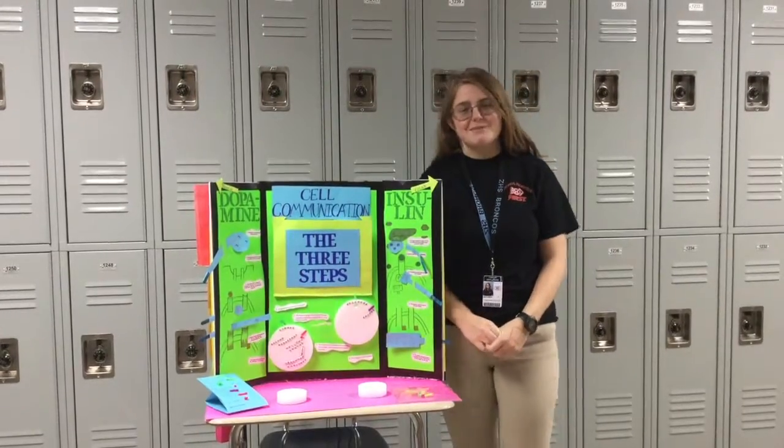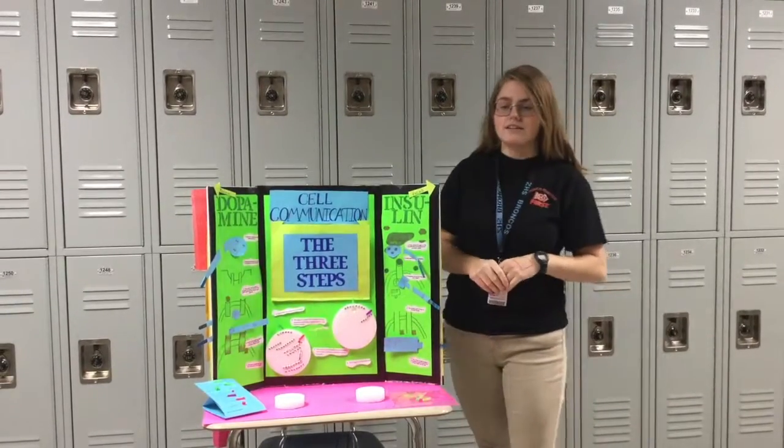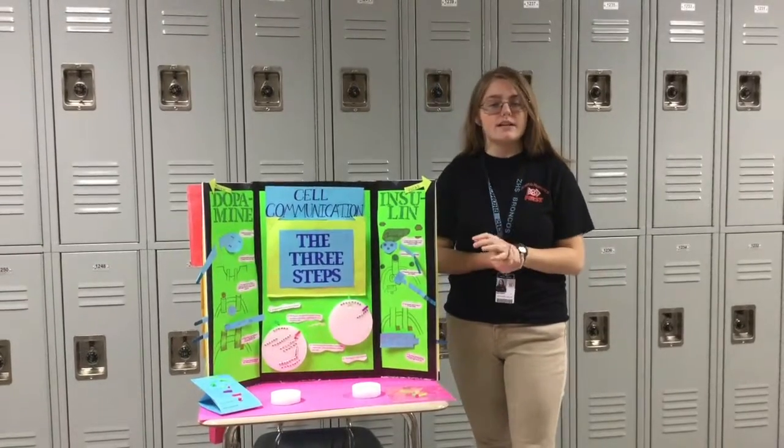There are 3 different types of cell communication. There's direct, there's local, and there's long distance. There are also 3 steps to cell communication, the first of which being reception, when the ligand binds to a receptor.